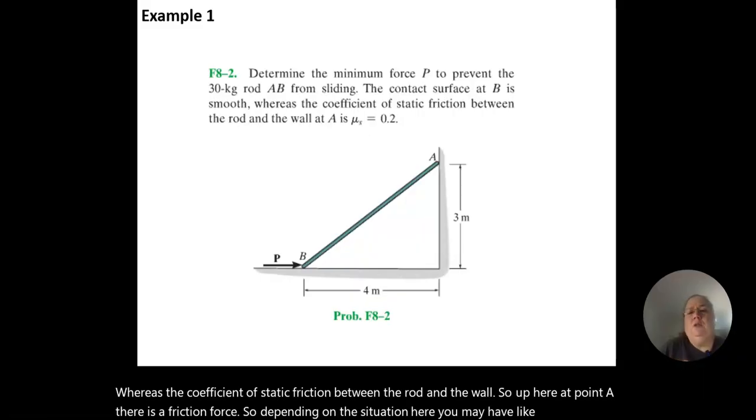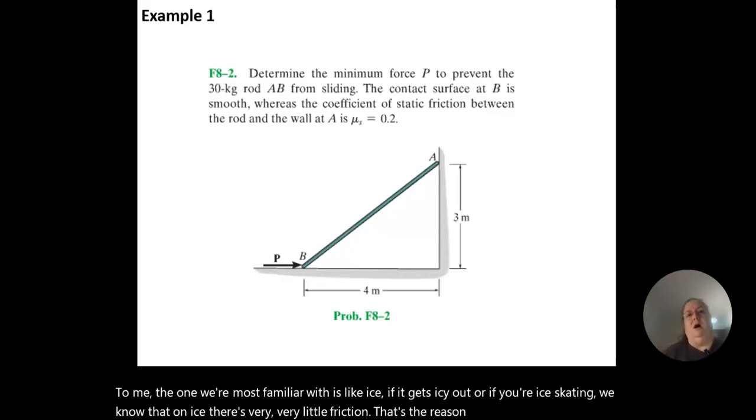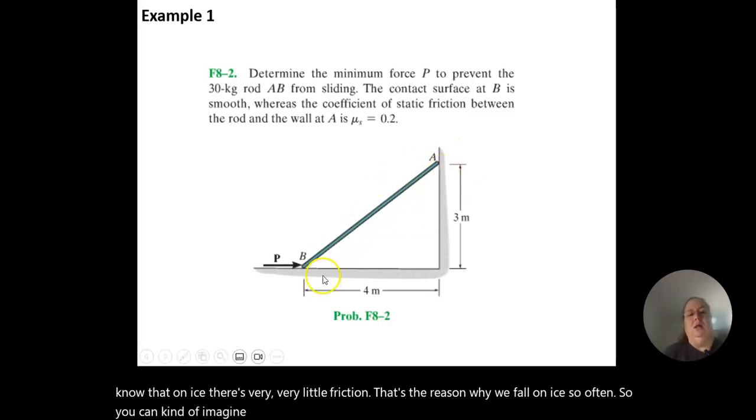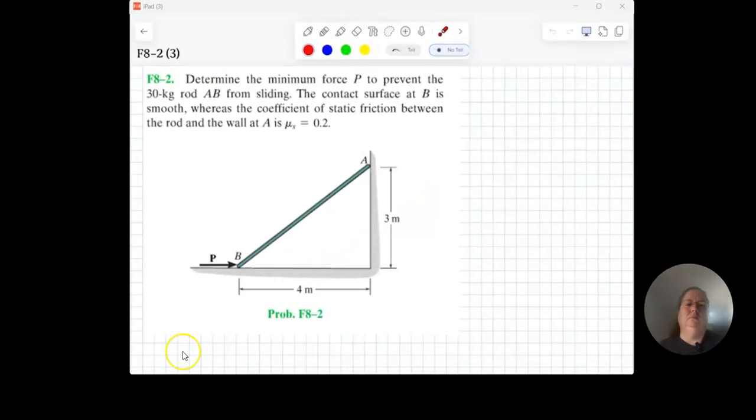The one we're most familiar with is ice. If it gets icy out or if you're ice skating, we know that on ice there's very, very little friction. That's the reason why we fall on ice so often. So you can imagine this rod resting against a wall, but the bottom of the rod is resting on a surface like ice, where there's very little friction involved. Let me switch over to my iPad so we can analyze this situation.